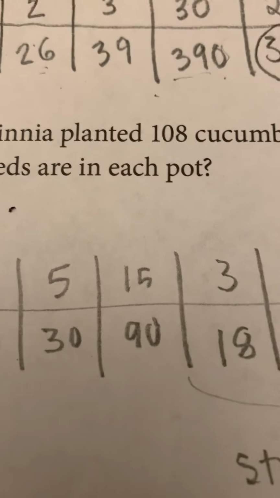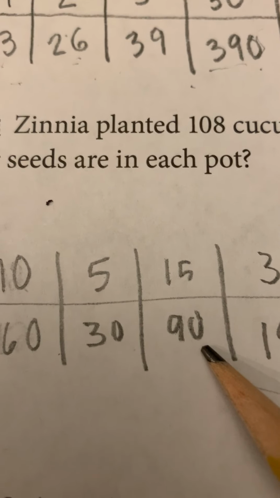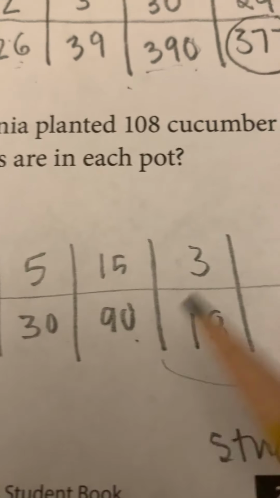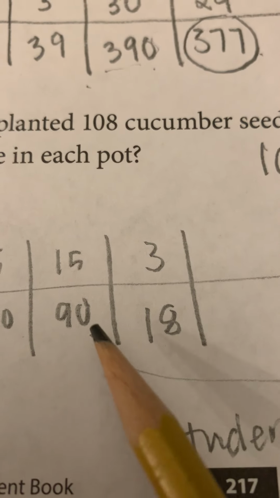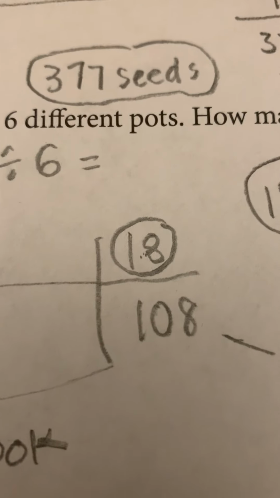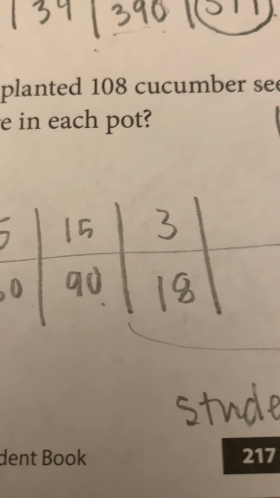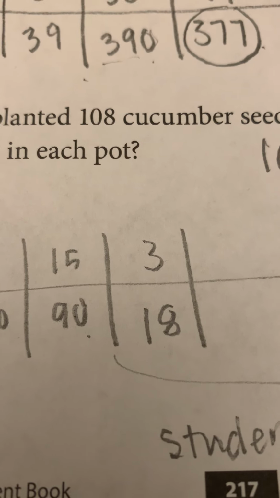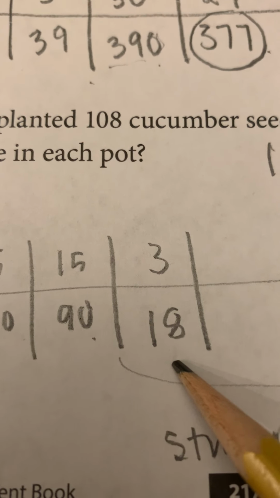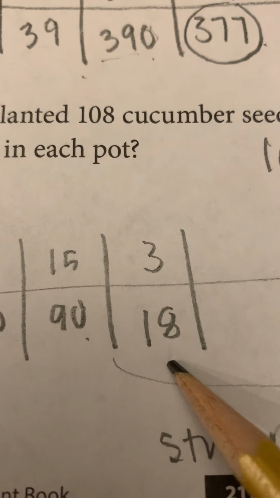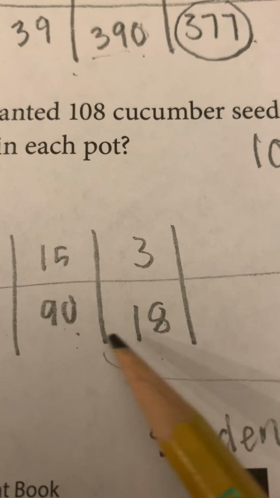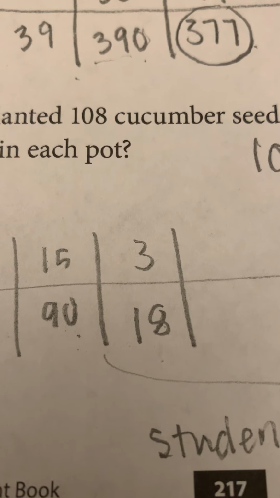Let's add those parts together for my 15. 60 and 30 is 90. Then I said to myself, how much more do I have to get from 90 all the way to 108? So 90 to 100 is 10. 100 to 108 is 8. So that's 18. And then I'm like, oh my gosh, I know this. 3 times 6 is 18. Bam. So these two numbers together gets me to my target number of 108.